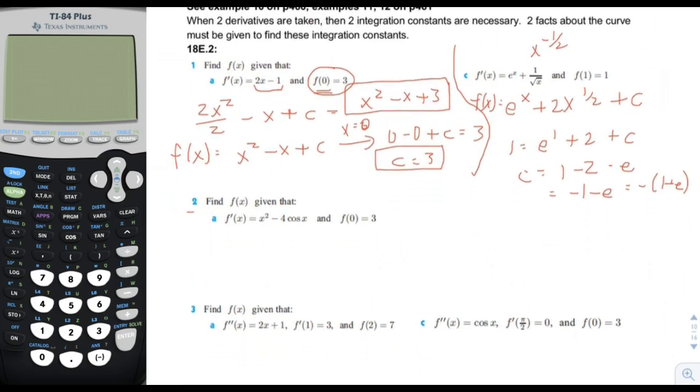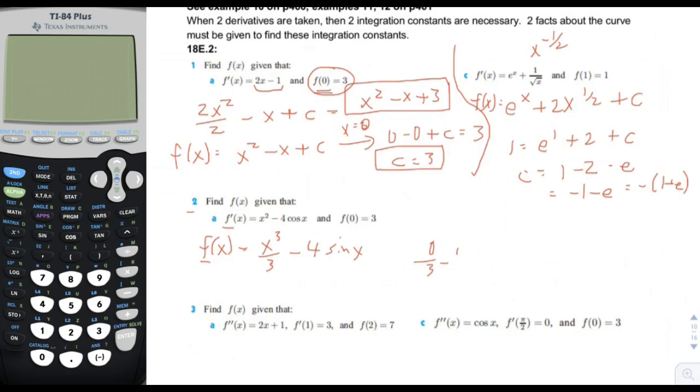Okay, number 2. Find f of x given that blah, blah, blah. Okay, so we're going to find the integral. The integral of f dash would be f, right? Going backwards from integrating derivatives. Would be this, right? If you're not sure, go ahead and take the derivative. The derivative of x cubed over 3 is x squared. Derivative of negative 4 sine x is negative 4 cosine x. So it works, right? Then we're going to say, okay, what if x equals 0?